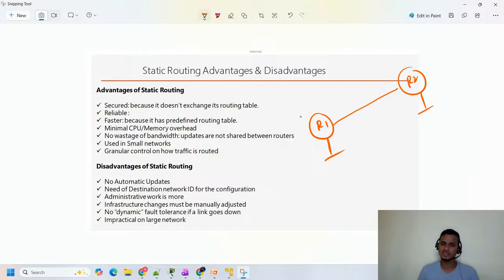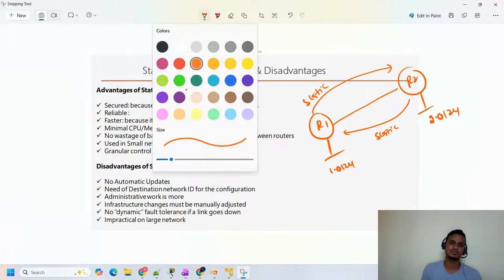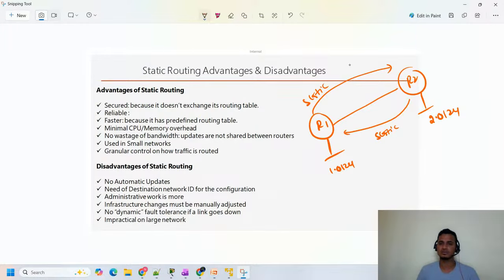So consider here we have 1.0/24 in between two routers, and here we have 2.0/24. I configure the static route in this direction, and even from router 2 to router 1 we configure the static route. So the communication is going to happen between these routers. Then all of a sudden you find there is one more router, a router 3, which is connected to R1 as well as R2.